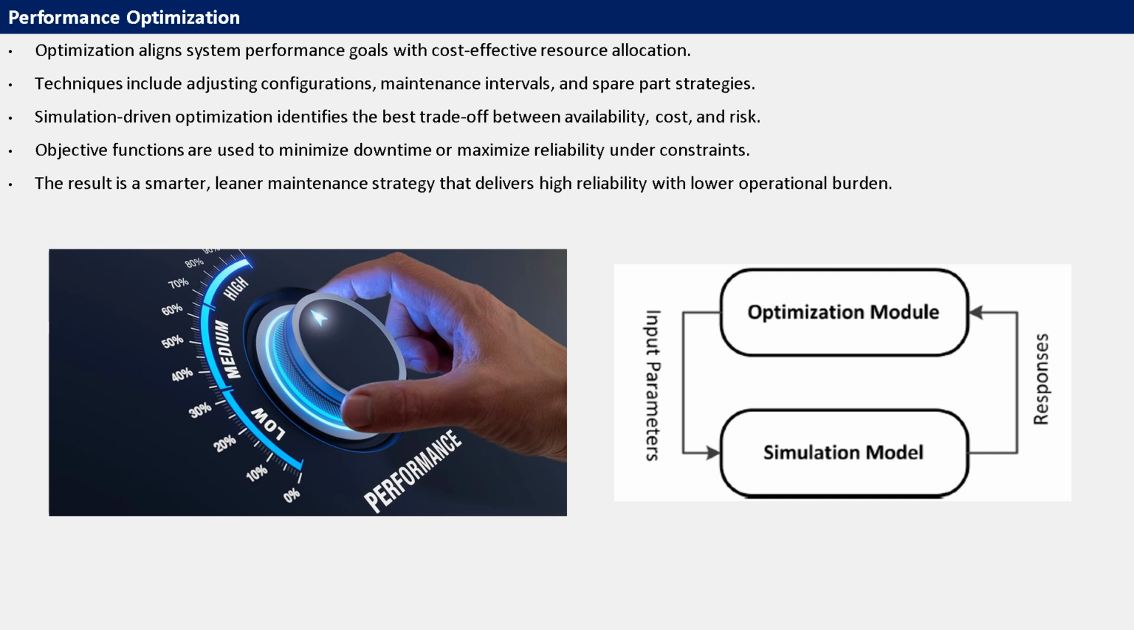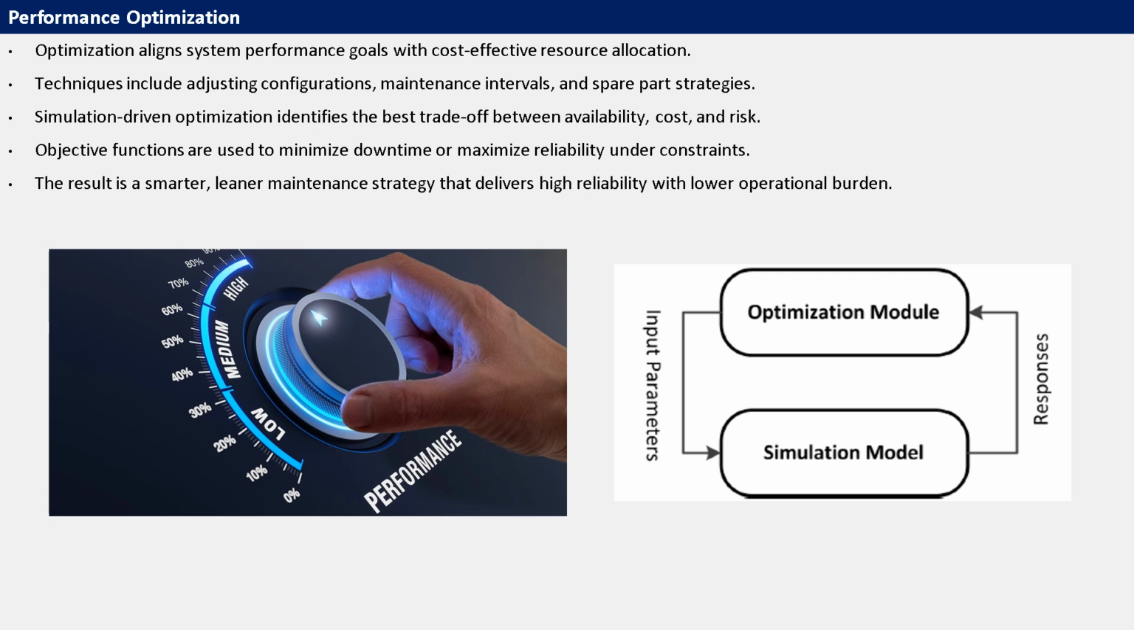Objective functions are used to guide this process. For example, a company might set an objective to minimize downtime, maximize availability, or reduce total maintenance cost. The optimization engine then searches for the best strategy to meet that goal within given constraints.